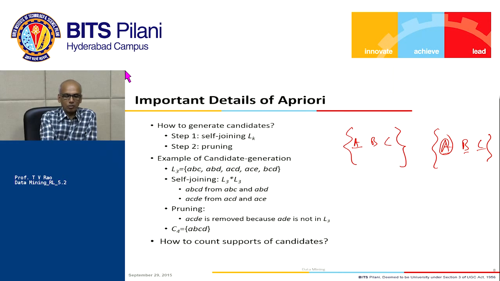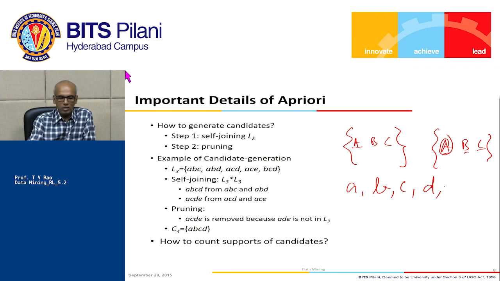Now let's see the example. Let's say at 3-item sets, assuming the items we are considering are A, B, C, D, E, the frequent item sets are ABC, ABD, ACD, ACE, BCD. Now we want to find L4 from L3. So we join L3 with L3. For example, ABC and ABD we join, then we get ABCD. ACD and ACE, we get ACDE. Then we also look for pruning right here.